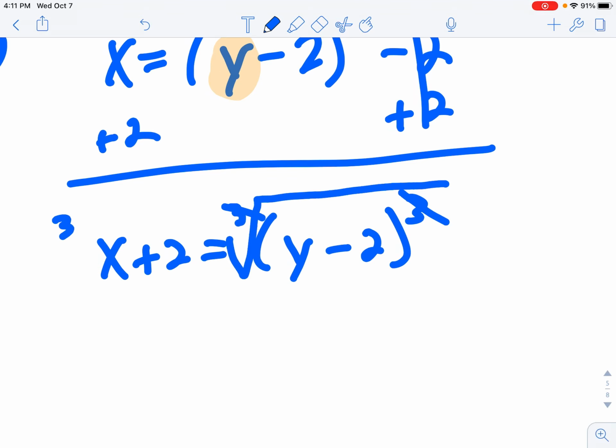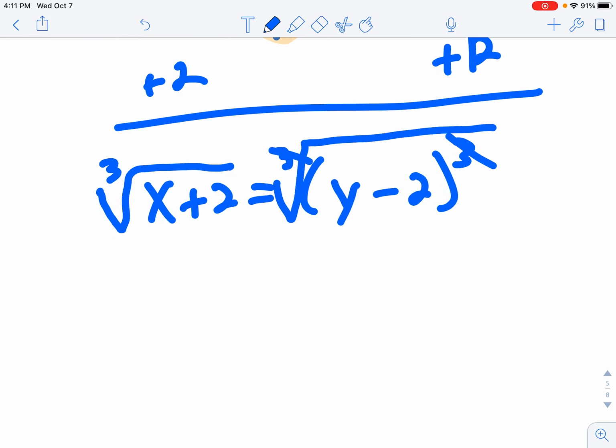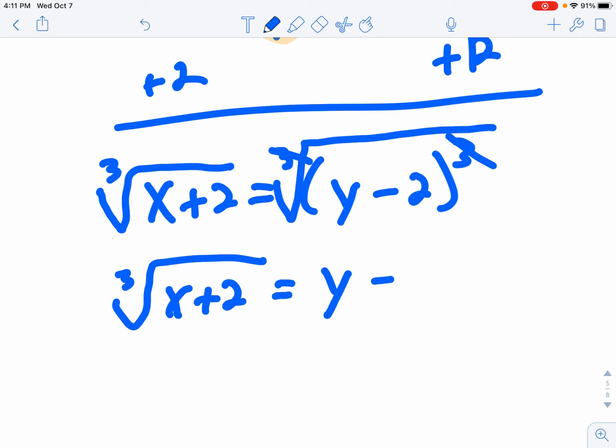But that means, of course, I have to do the third root of the other side. In math, in algebra, what you do to one side of the equal sign, you do to the other. So that gives me the third root, or cube root, as it's sometimes called, of x plus 2 equals y minus 2. The root bar goes away along with the 3 symbol and the third power. So that all goes away.